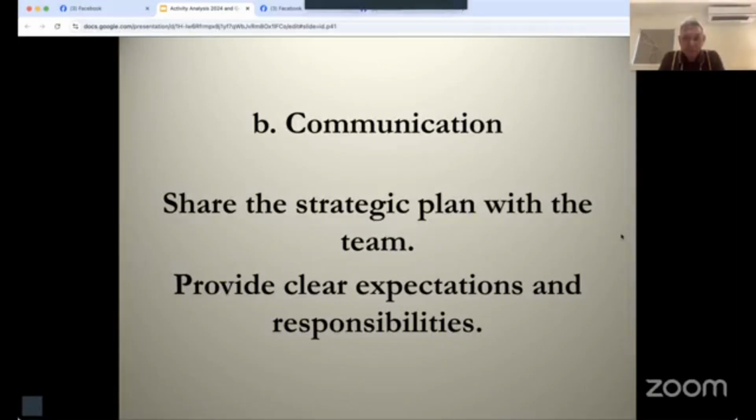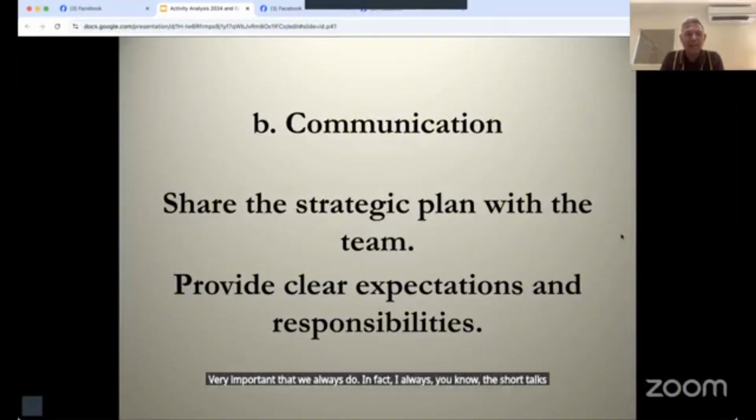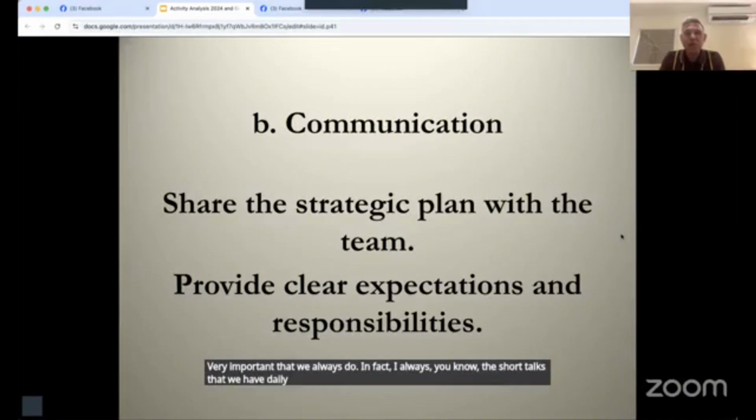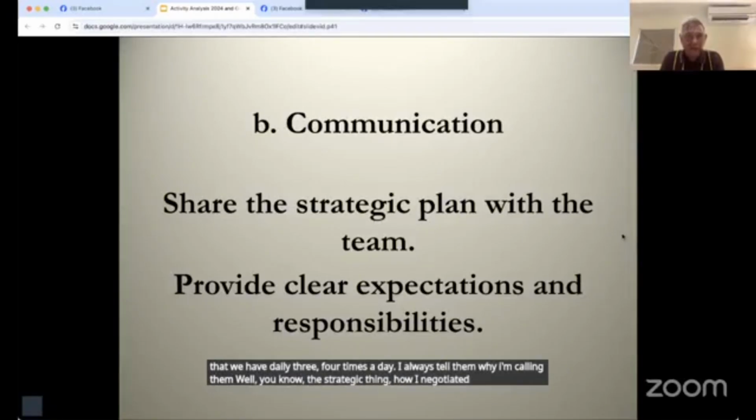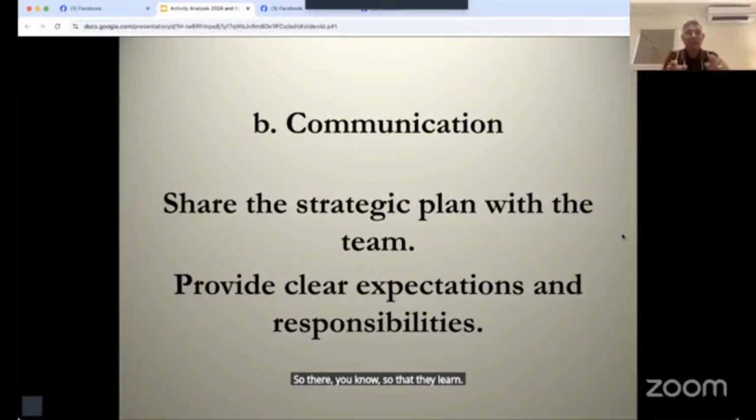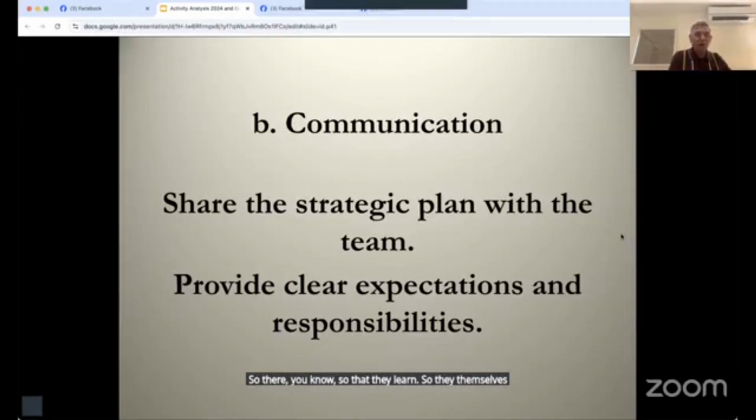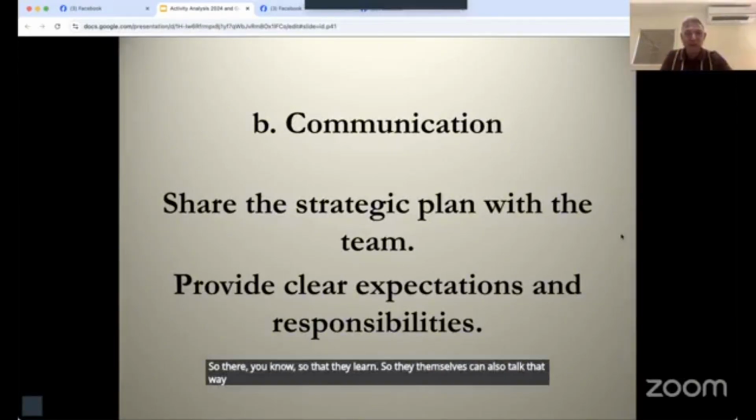Communication. Very important. We always do. In fact, the short talks that we have daily, 3-4 times a day, I always tell them why I'm calling them, this strategic thing, how I negotiated with a particular client, why I did what I did, why I said what I said. So that they learn. So they themselves can also talk that way with their networks or the brokers that they speak to, right?